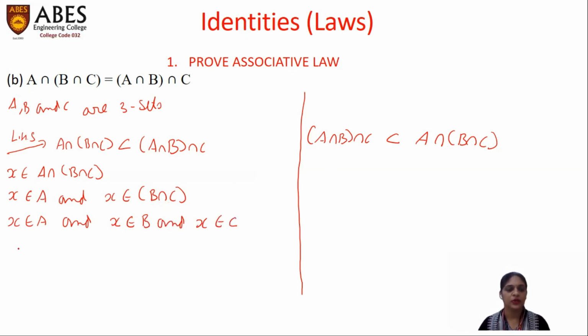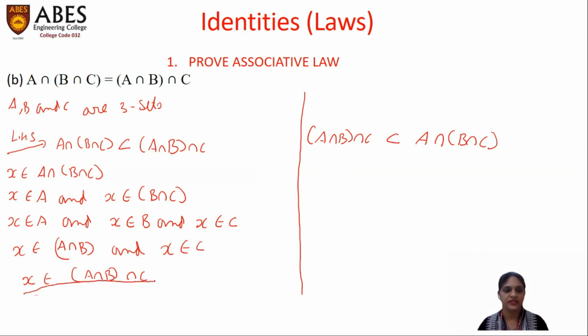Now according to the right hand side of the given equation, we can write this thing like X belongs to A intersection B and X belongs to C. Now combining these things, we can write this as X belongs to A intersection B intersection C. So this becomes equal to the right hand side. So here we can say that A intersection B intersection C is a subset of A intersection B intersection C.